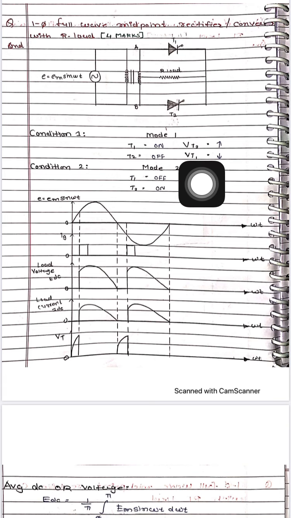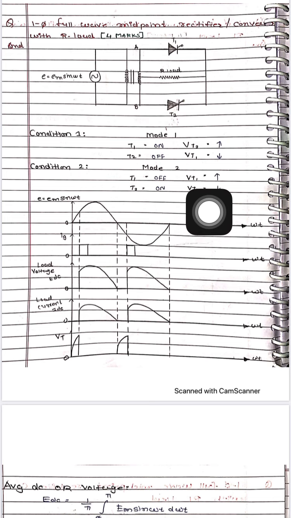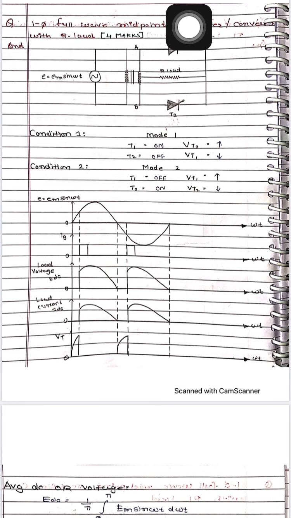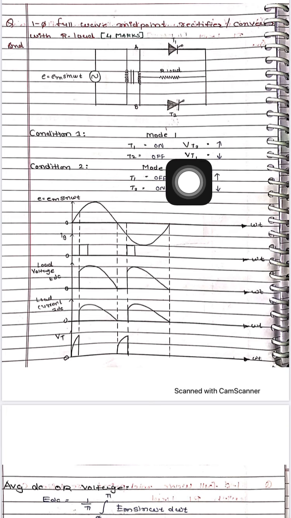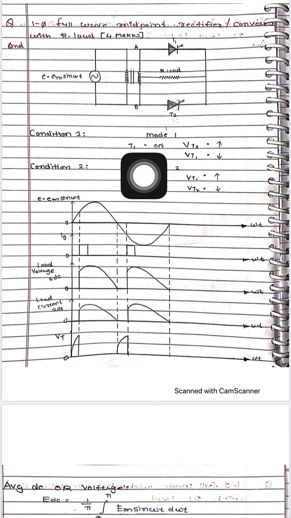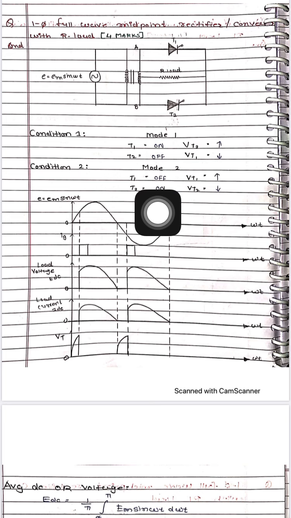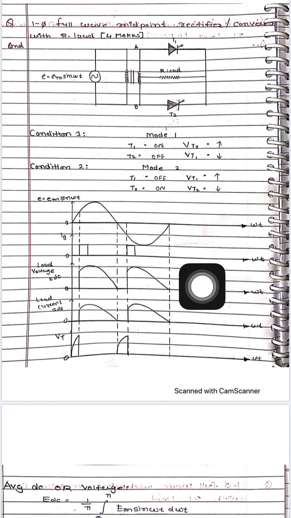So when T2 is on, what will happen? VT1 is maximum. This is a simultaneous process, meaning whatever conditions apply to T1, exactly the reverse condition appears here. So mode 1: T1 is on, T2 is off, VT2 is higher, VT1 is less. Mode 2: T1 is off, T2 is on, which means VT1 is higher and VT2 is lower.